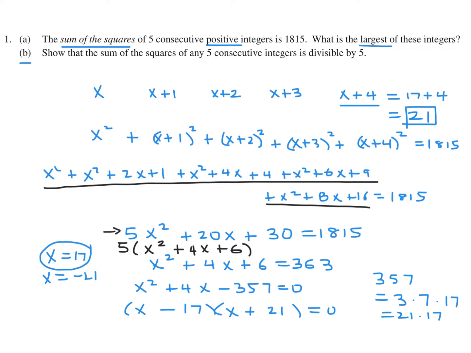So because you can factor out the 5, we have proven that the sum of the squares of 5 consecutive integers is divisible by 5. And that's it, really. I can't think of anything else that you need to do for part B other than just show that you can show it as being a multiple of 5. And that's it.